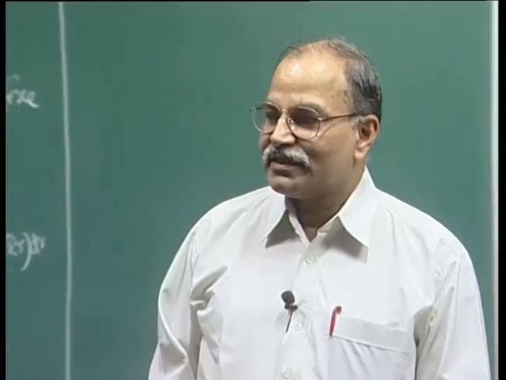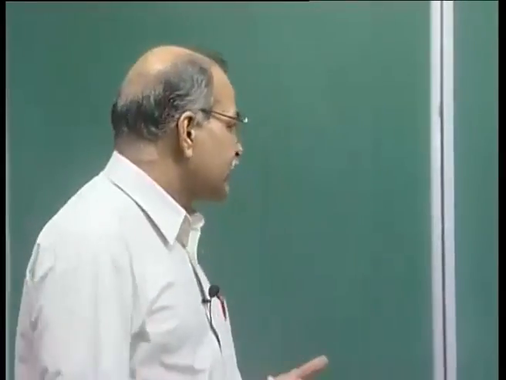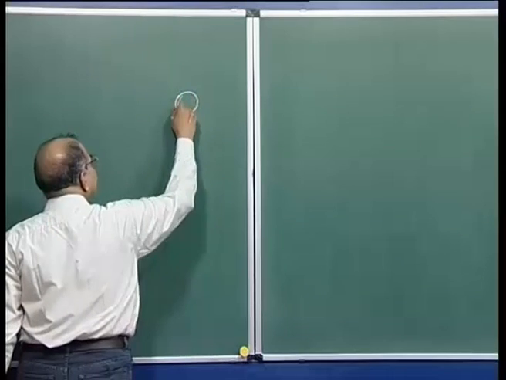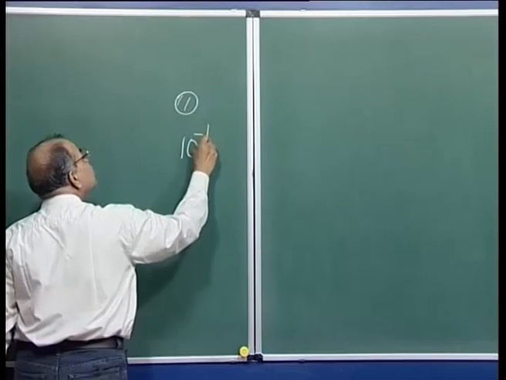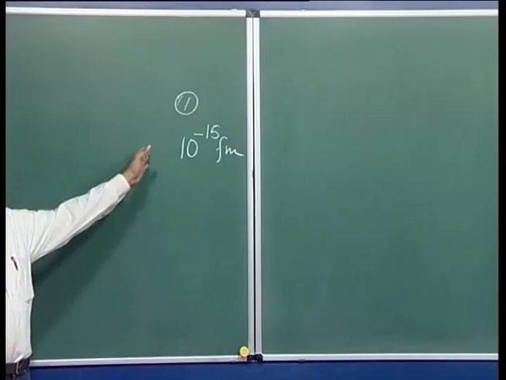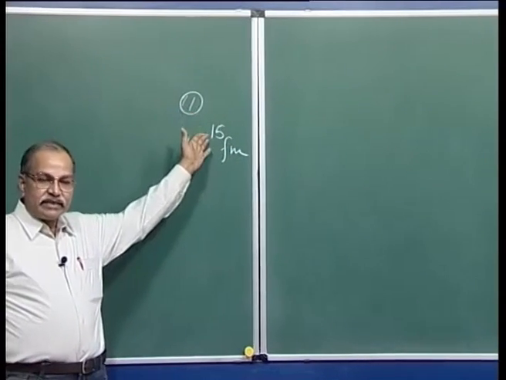So, in the previous lecture we were talking of nuclear size. As you all know, we had discussed that the nucleus is of the order of 10 to the power minus 15 meters, that is femtometers, of that order. But how do we measure this size?